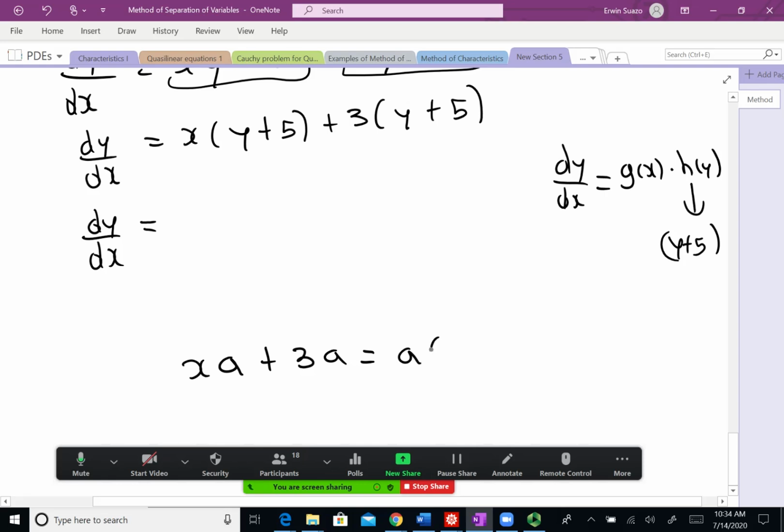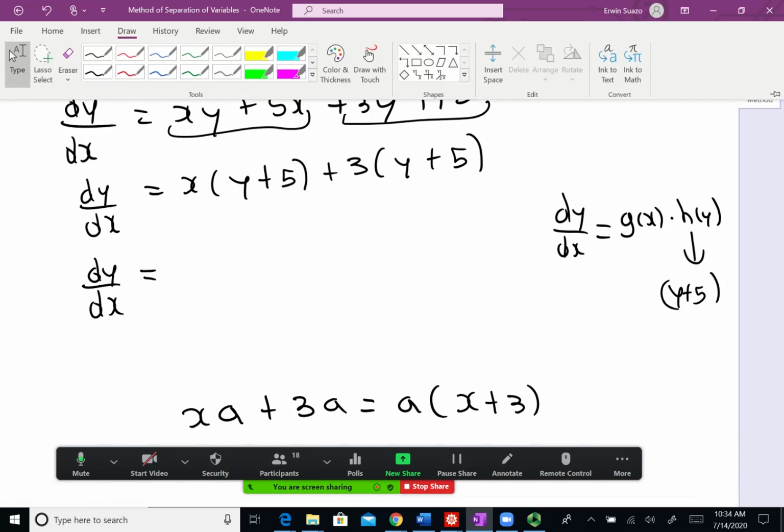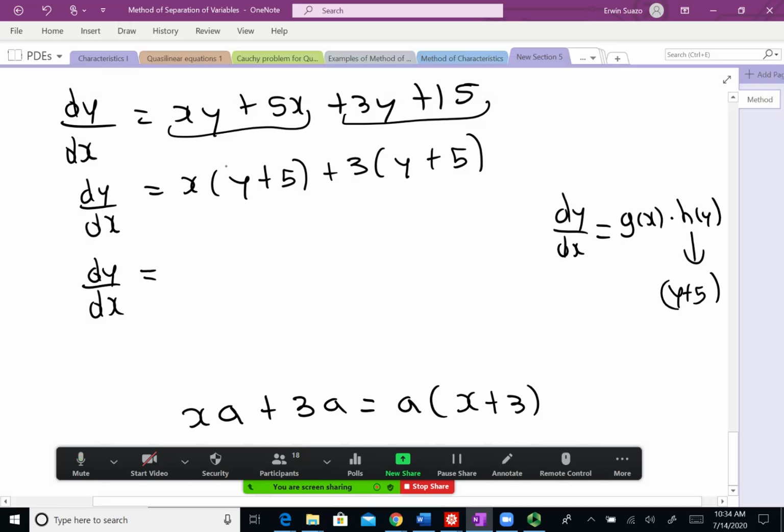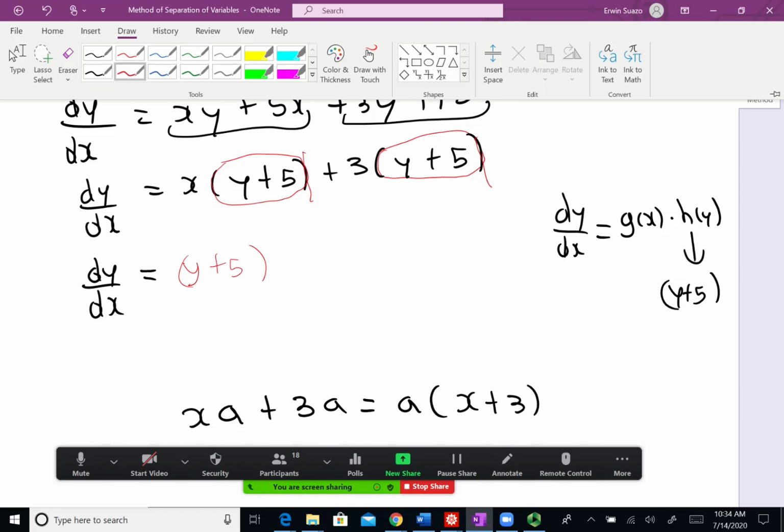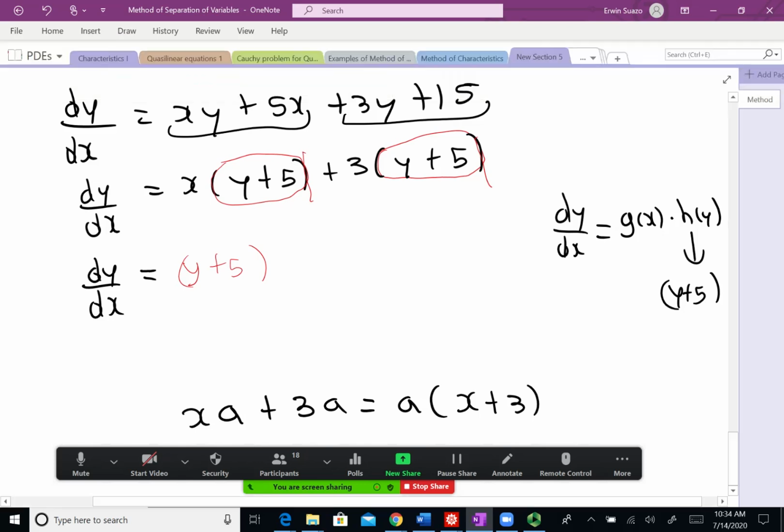So it will be a and then x plus 3. So look at this. Who is my a here? My a is this big guy. So I factor y plus 5 and then I got x plus 3. Okay?